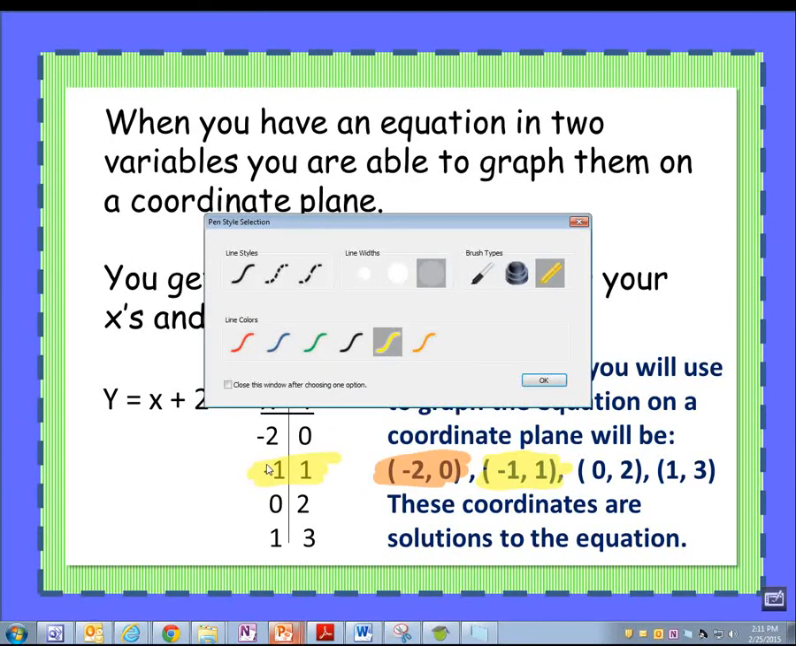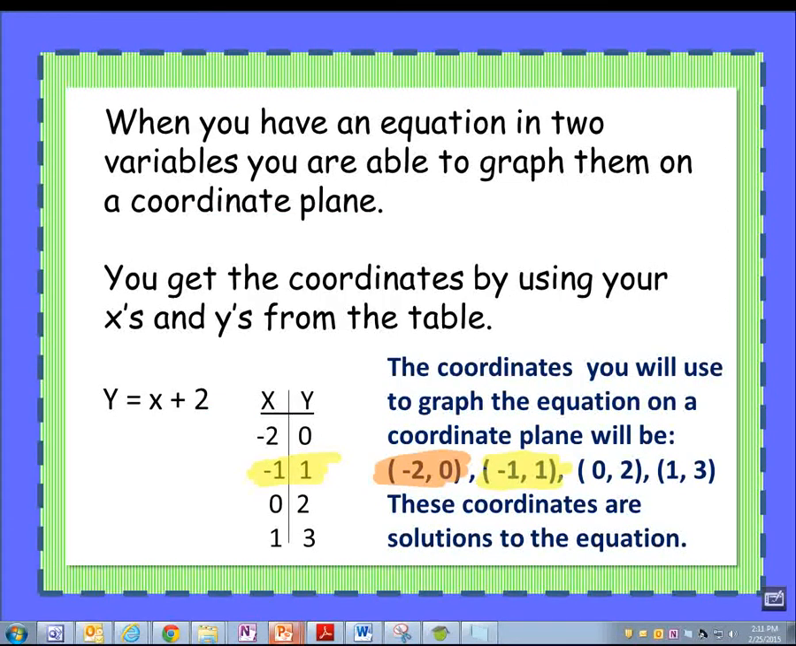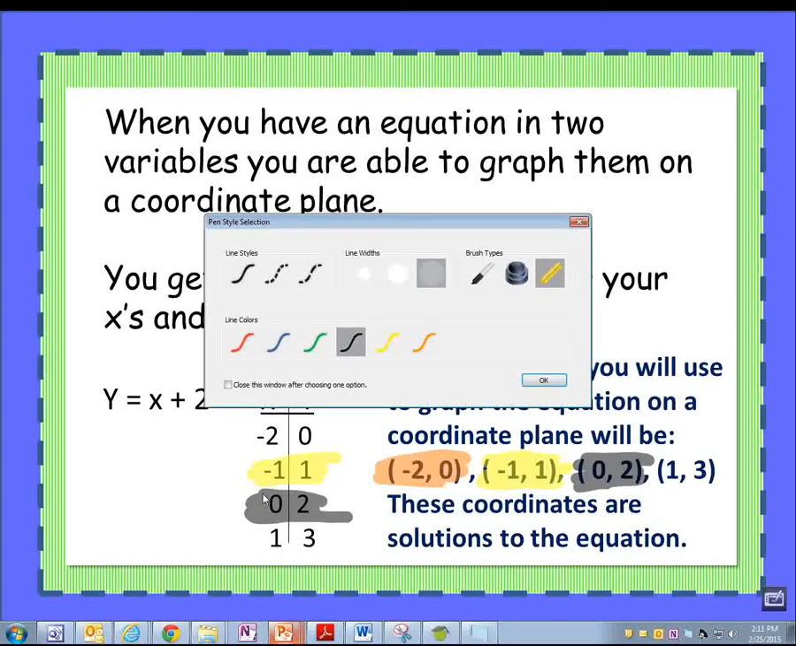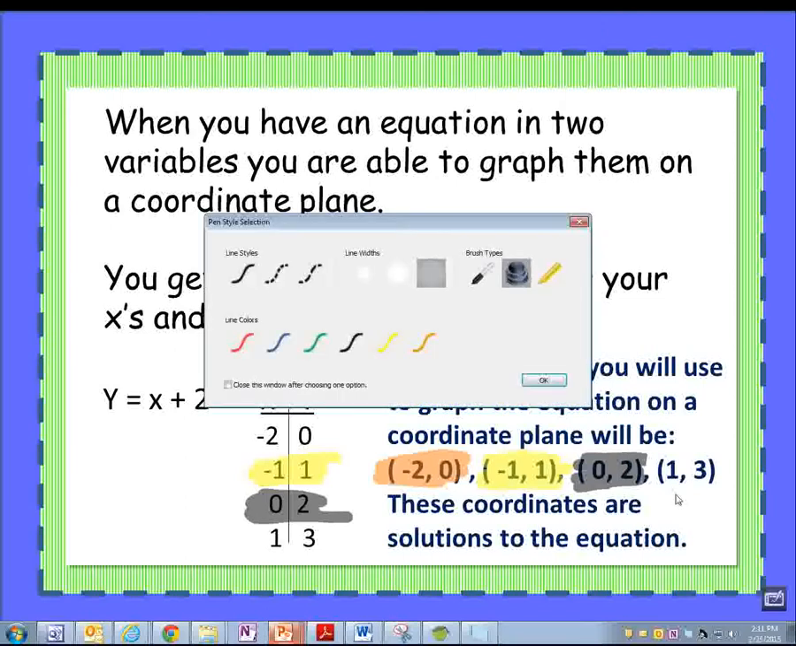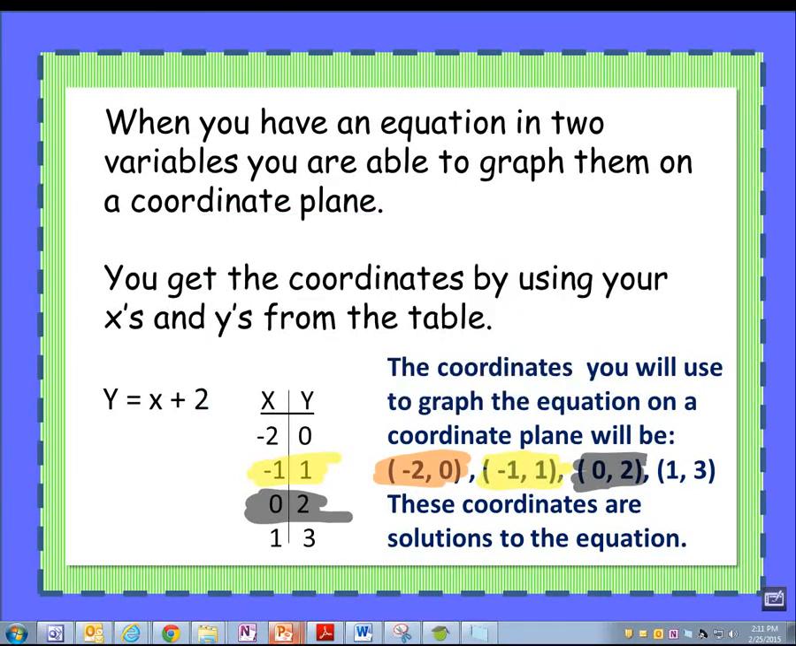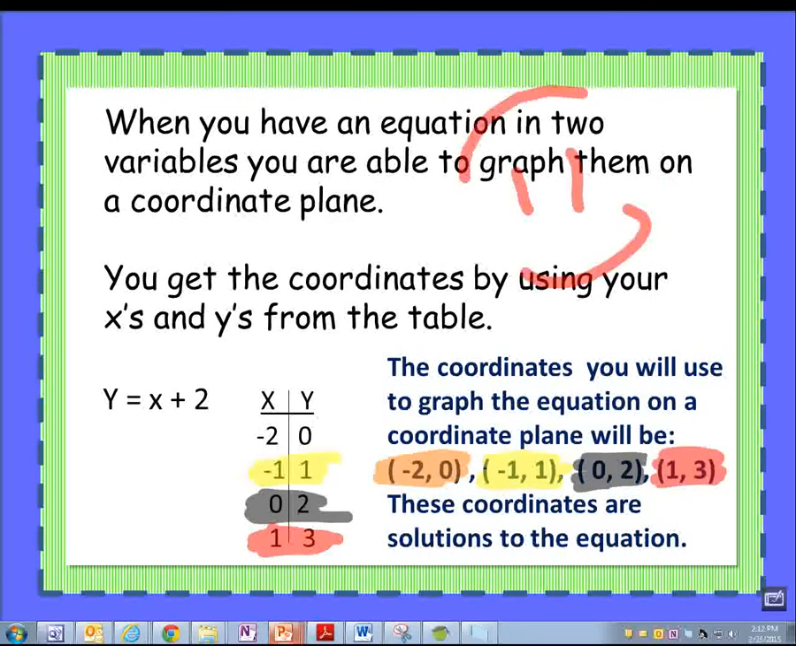Then of course we have, let's highlight in black, 0 and 2, 0, 2. Then let's highlight red. 1, 3. Nope, that's still black. Red. And here's our 1, 3. That's what it looks like when it's sitting on a coordinate plane. Here's what it looks like when it's in a table. Great stuff.